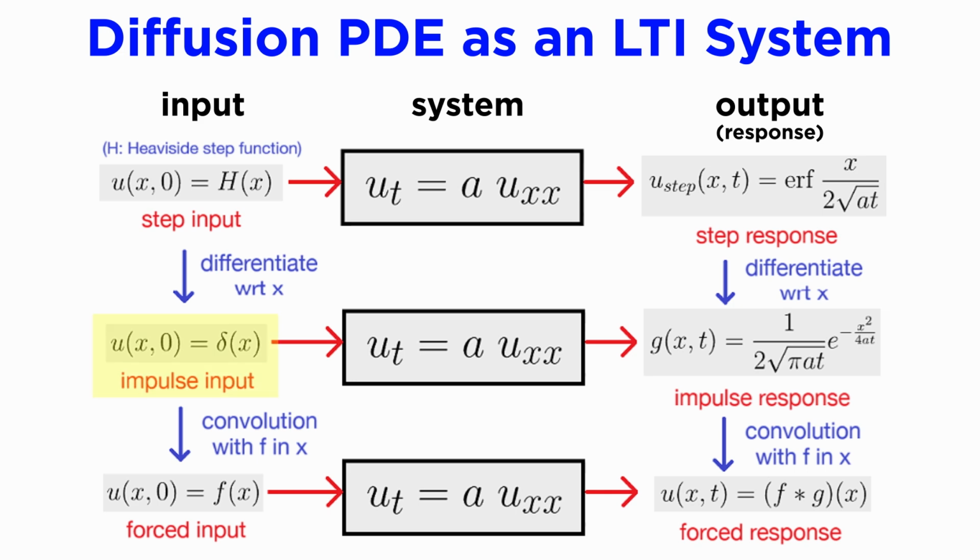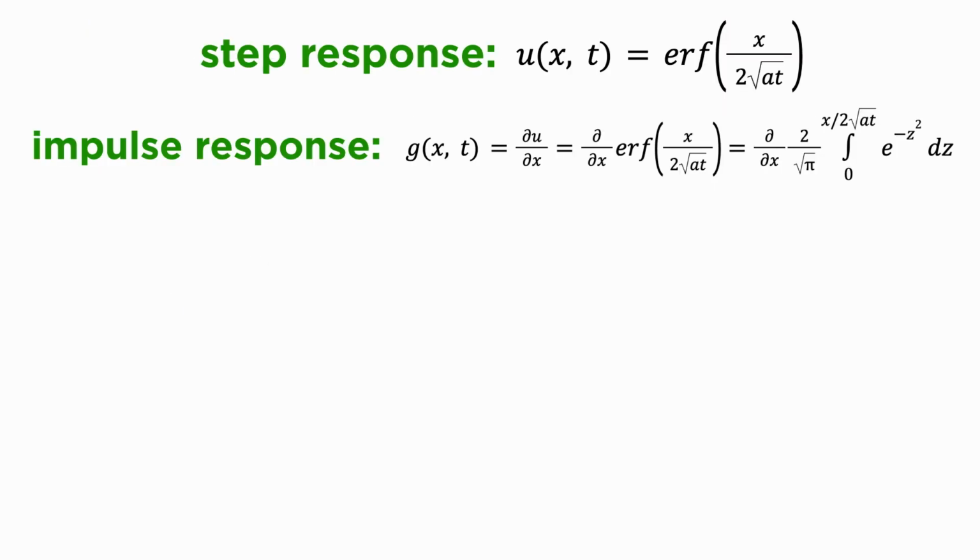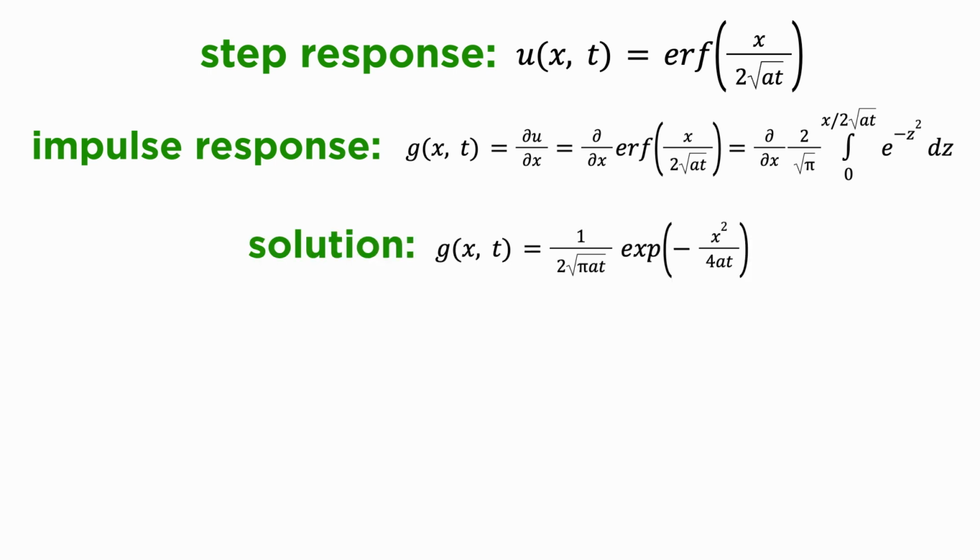For instance, if our initial condition was a Dirac delta function, then we would refer to our solution as the impulse response of the system. Recall that to obtain the impulse response, we just need to differentiate the step response, because the derivative of a step function is the Dirac delta function. In our case, we can take the partial derivative of our step response solution from earlier with respect to x, since our step function is in x, and using the fundamental theorem of calculus to differentiate the error function, we will get 1 over 2 root pi at times e to the negative x squared over 4 at, which we will denote g of x,t for the impulse response.